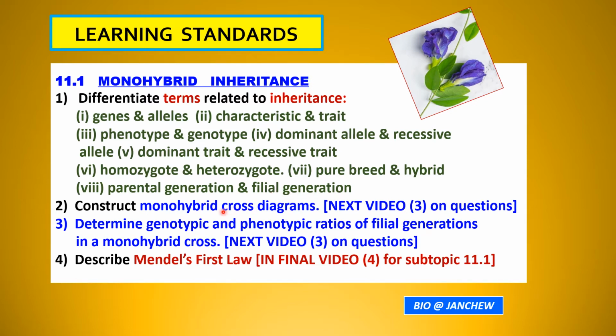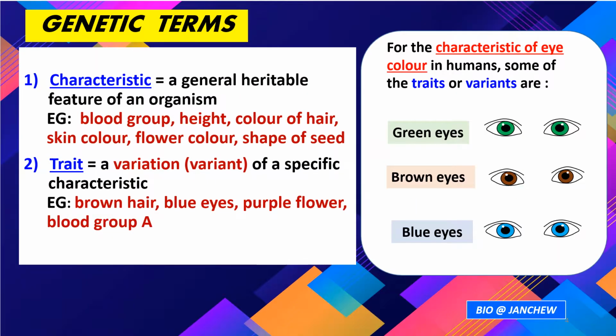Now, construction of monohybrid cross diagrams will be in the next video on questions. Determine genotypic and phenotypic ratios of filial generations in a monohybrid cross, also in the next video, video 3. Describe Mendel's first law, and the drawing of the Punnett square will be in the final video, video number 4, for subtopic 11.1. So let's discuss the terms characteristic and trait, which we have discussed earlier in the last video.